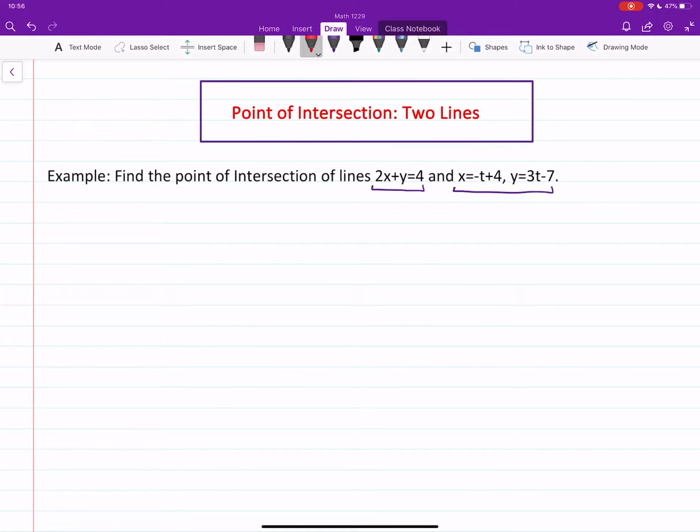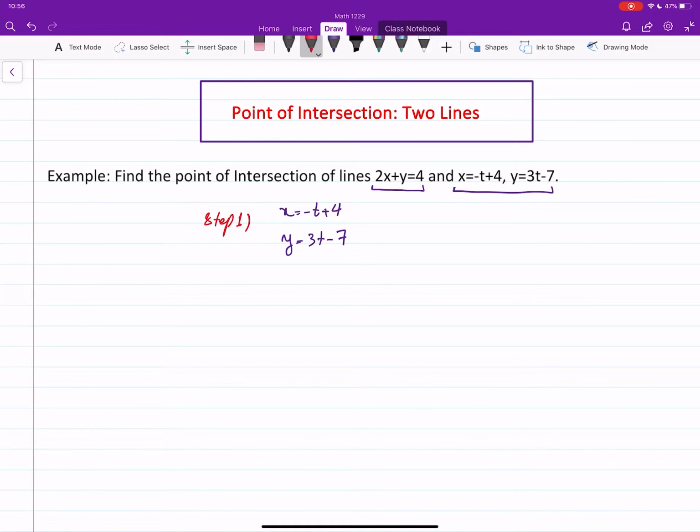So step one here is to write the parametric equations. The parametric equations are already there: x equals negative t plus 4 and y equals 3t minus 7.